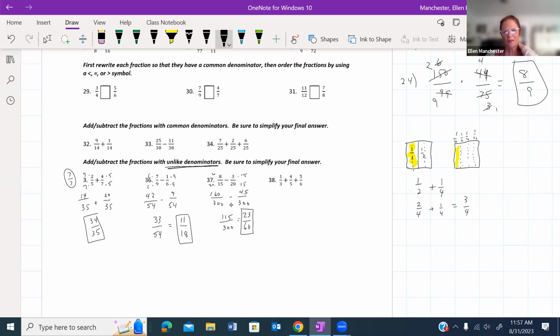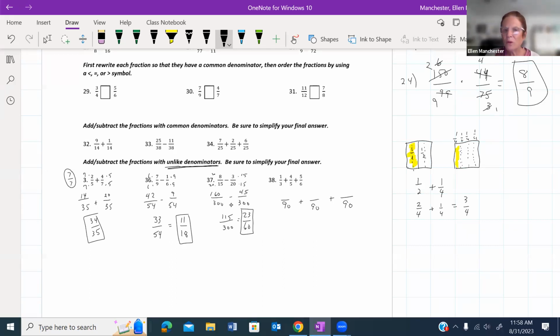Okay. And then the last one before our break, again, even if there's 3 fractions, all I'm going to do is multiply. 3 times 5 is 15. 15 times 6 is 90. So my new denominator is going to be 90.